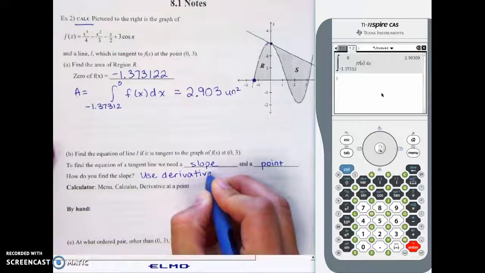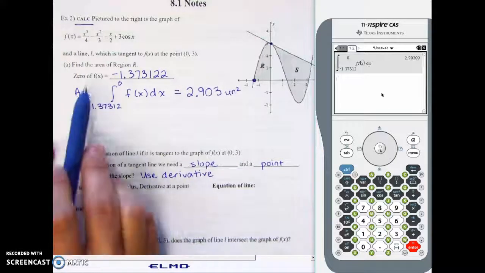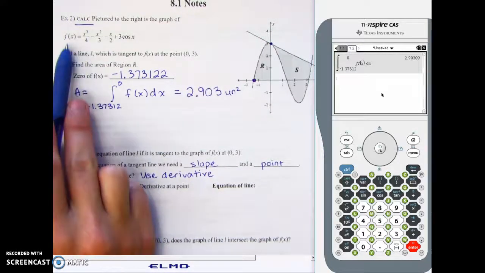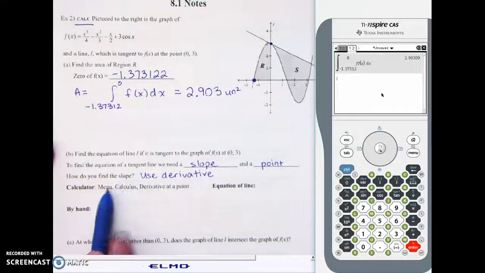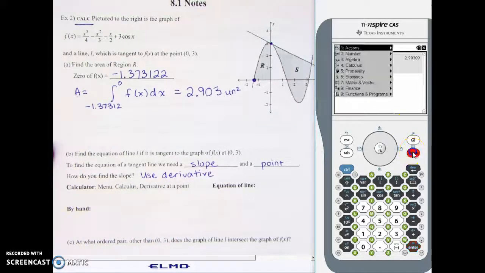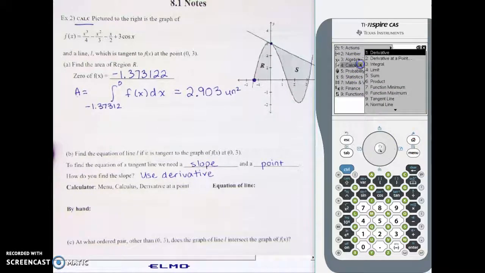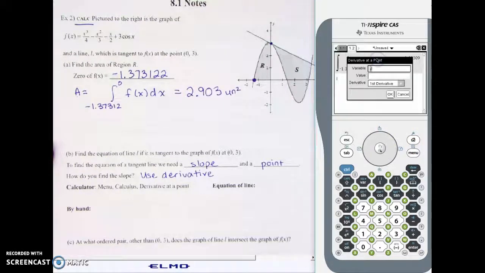Derivative. Okay. Do we have the derivative of this yet? No. Is this a calculator problem? Yes. So in the calculator, we're going to find the slope. So we're going to go to menu, calculus, derivative at a point. The variable is x. Okay, what point?